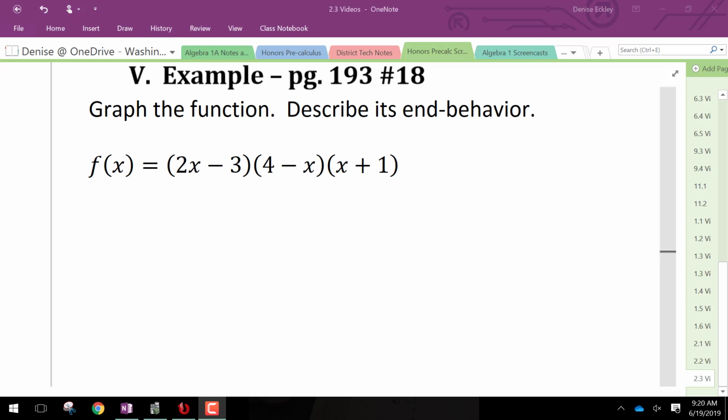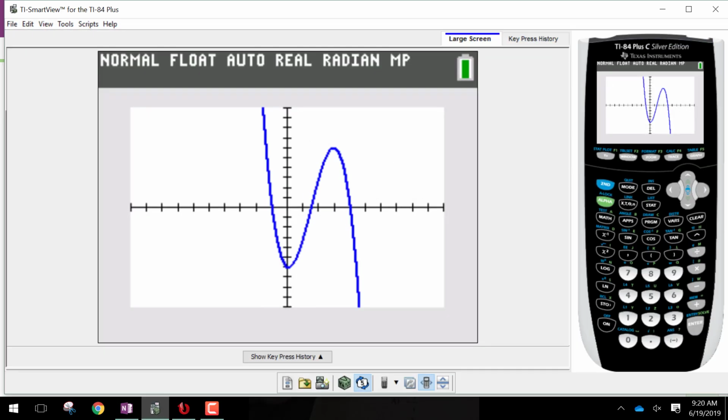Page 193, number 18. We are to graph the function and describe its end behavior. So you can go ahead and put it in your graphing calculator, which I have done. And you want to make sure you have a window that shows all your maximum and minimums, which I have.